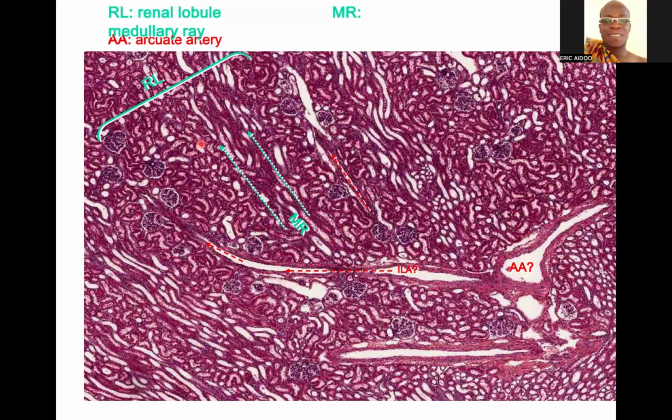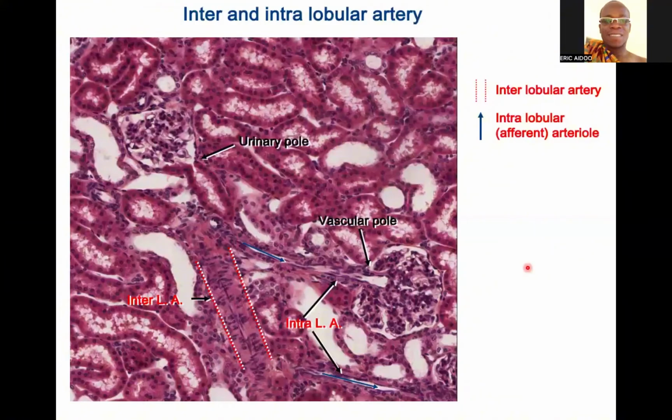So medullary ray, arcuate artery is AA. Interlobular artery. So inter and intralobular artery. As I said, the intralobular is also known as the afferent arteriole.